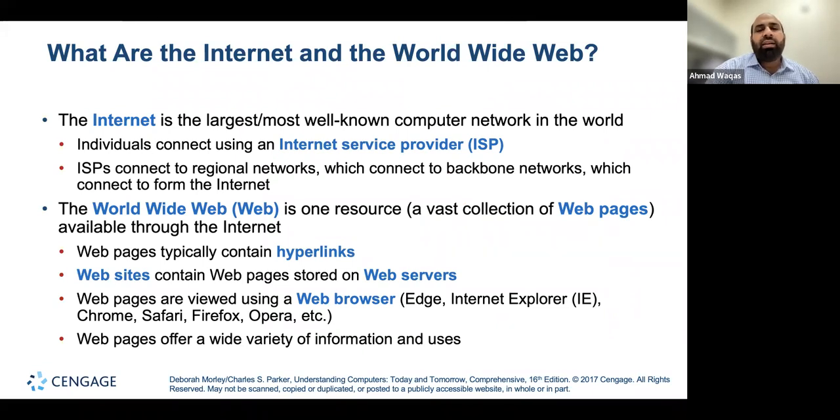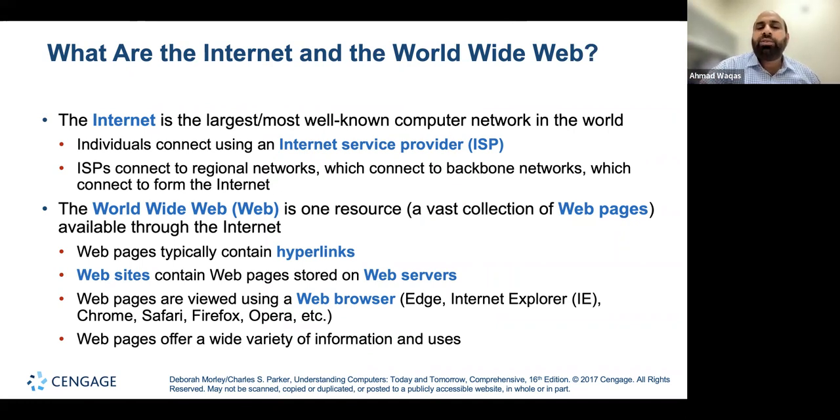So what is the internet and the World Wide Web? The internet is the largest, most well-known computer network in the world. The abbreviation of the internet is international network. It's the network of networks.